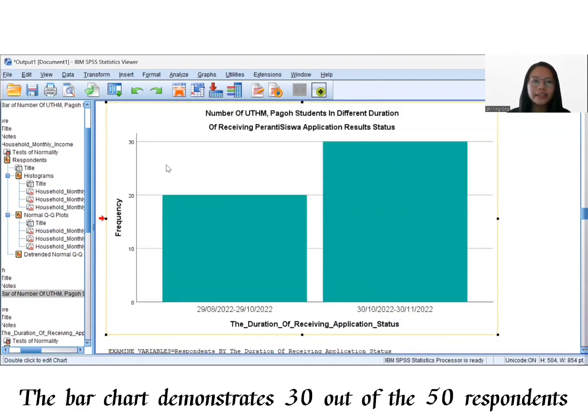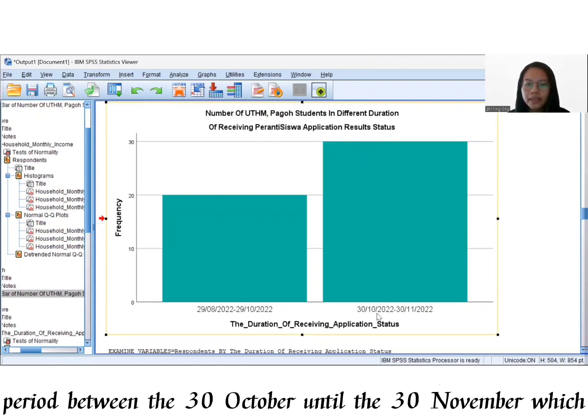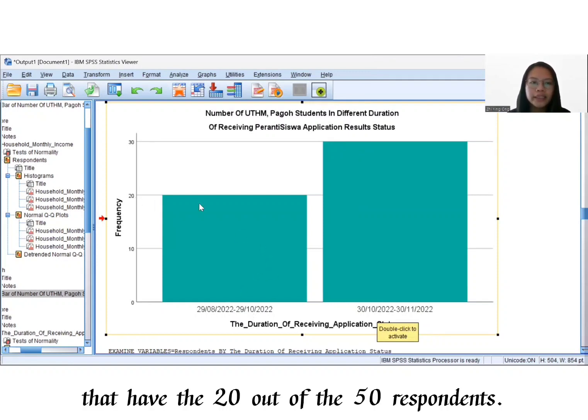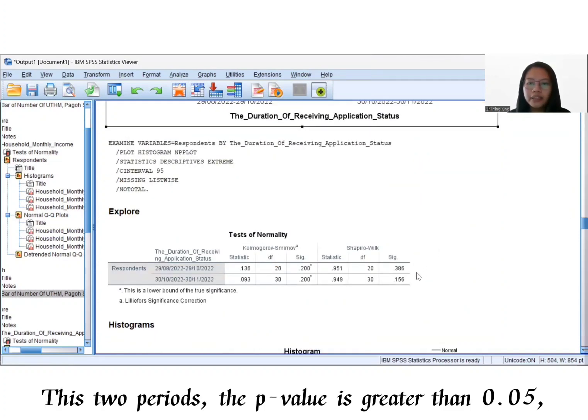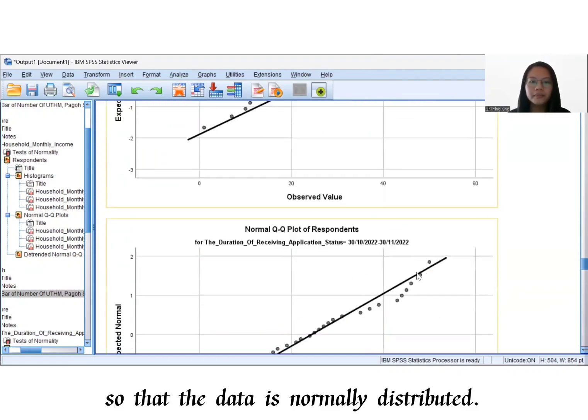From the normal QQ plot, when the data points are close to the diagonal line, the data is normally distributed. The bar chart demonstrates that 30 out of the 50 respondents received the Peranti Siswa application result status in the period between 30 October and 30 November, which is more than the period between 29 August and 29 October, which had 20 out of the 50 respondents. For these 2 periods, the p-value is greater than 0.05, so the data is normally distributed.